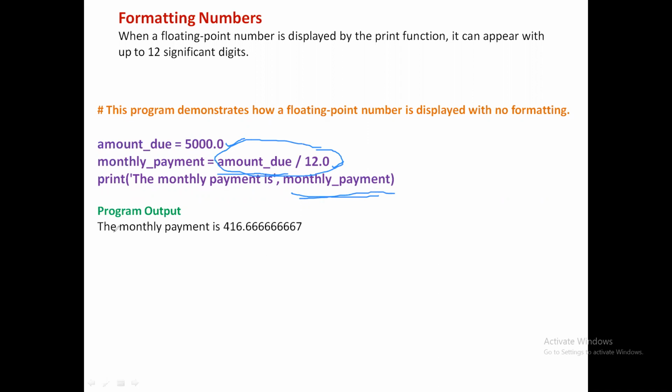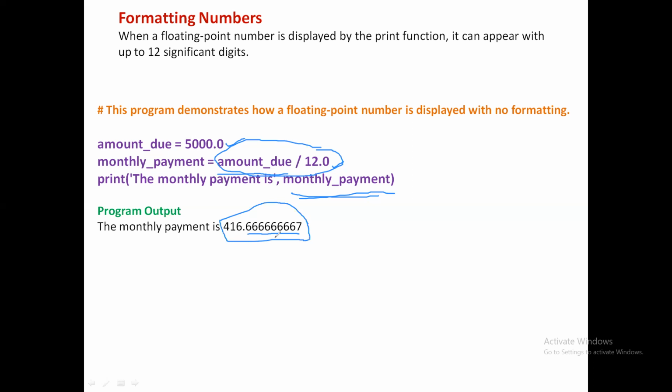So if you look at the output of this program, the monthly payment is 416.66666 and so on. This is an unformatted floating point number that takes as many floating point digits after the decimal point. If you observe, a total of 12 digit floating point number is displayed over here.